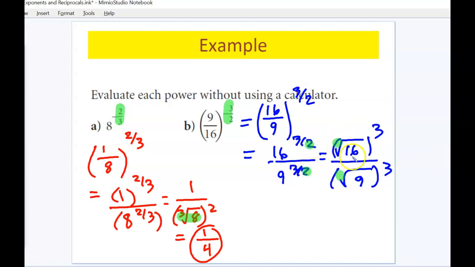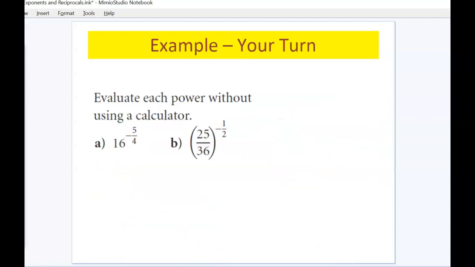Okay, so the square root of 16 is 4, so this really becomes 4 cubed. The square root of 9 is 3, and that's 3 cubed. 4 to the power of 3 is 64. 3 to the power of 3 is 27. So that would be my final answer. Okay, I encourage you to pause the video and give these two a try.